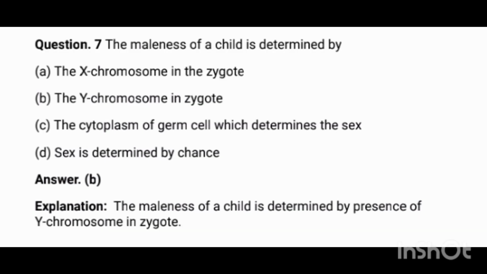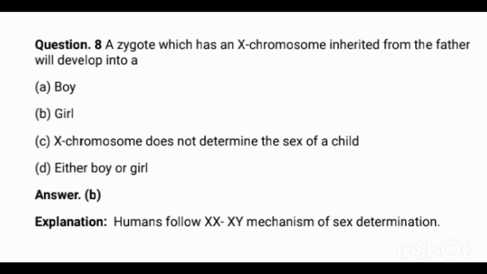Question 7. The maleness of a child is determined by. Answer. B. The Y chromosome in zygote. Explanation. The maleness of a child is determined by presence of Y chromosome in zygote. Question 8. A zygote which has an X chromosome inherited from the father will develop into a. Answer. B. Girl. Explanation. Humans follow XX-XY mechanism of sex determination.